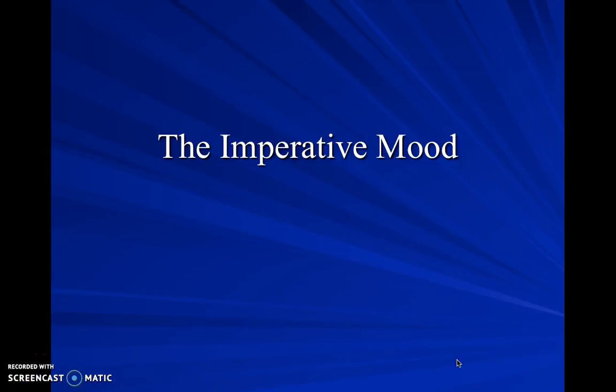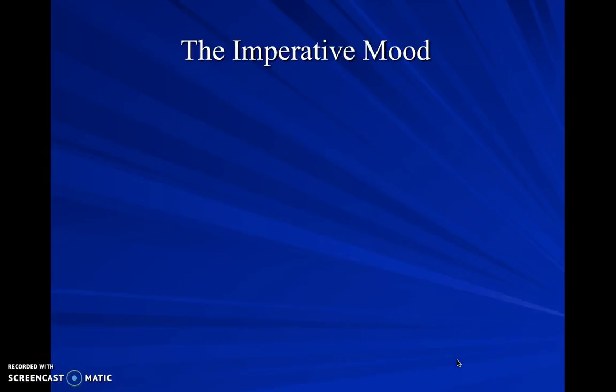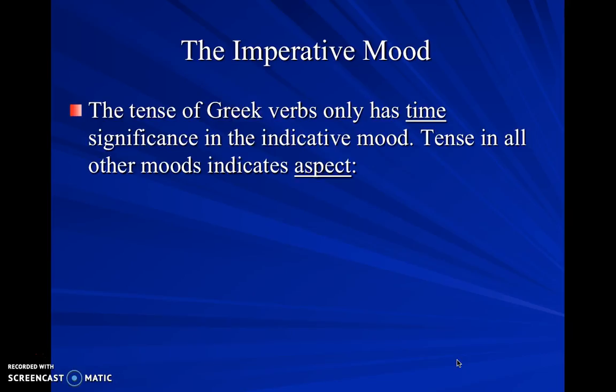In this lecture, I'd like to talk about the imperative mood. The tense of Greek verbs only has time significance when it's in the indicative mood, and that is the mood that we have been in for some time now. But now we are transitioning out of the indicative mood and into the imperative mood. And as we transition out of that mood of reality, we're going to begin to look at aspect a bit more, type of action in these moods.